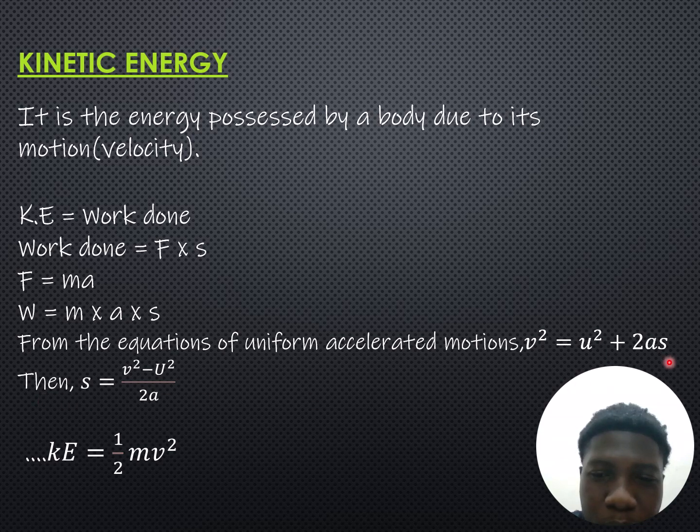So if you make s the subject from this, you are going to bring u squared to this place. Or you can subtract u squared from both sides. It's the same: either you cross it to here and it becomes negative u squared, or you subtract u squared from both sides. So if you do that, it's going to be v squared minus u squared.